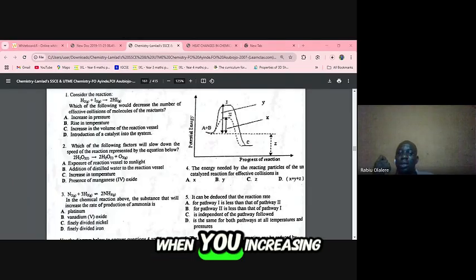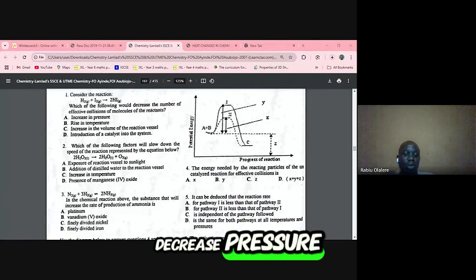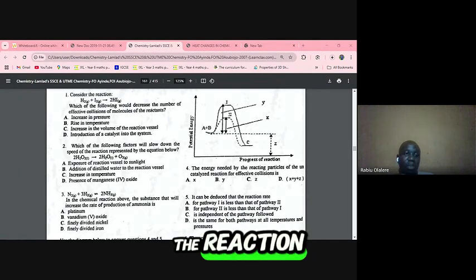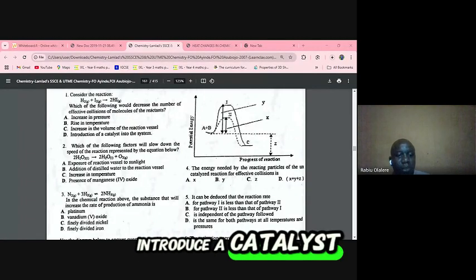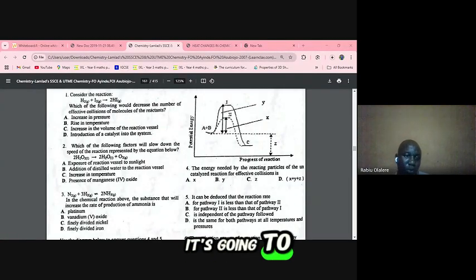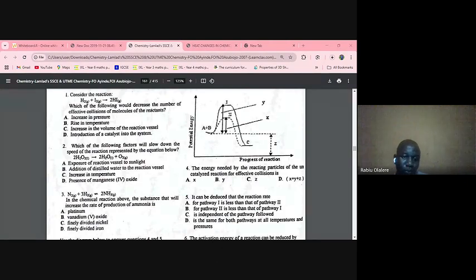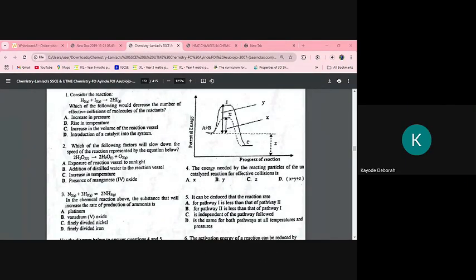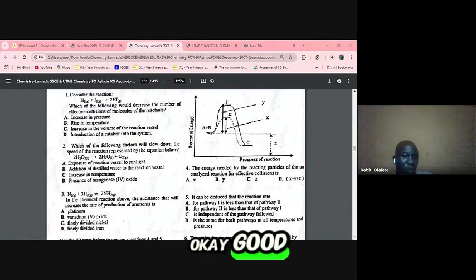Increasing volume is decreasing pressure. So when you decrease pressure, it will decrease the rate of the reaction. So which means that is our answer, right? Remember, when you introduce a catalyst, it's going to increase the rate of reaction. So what's our answer now? Option C. That's increasing the volume. Okay, good, thank you.